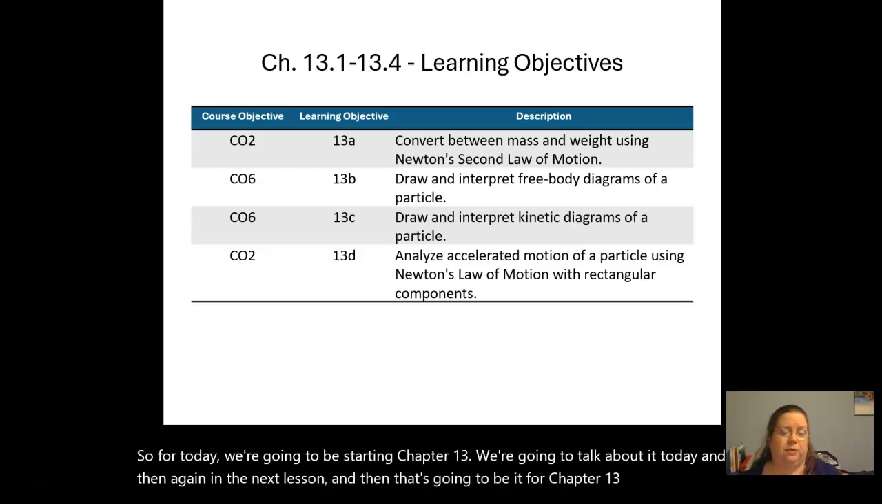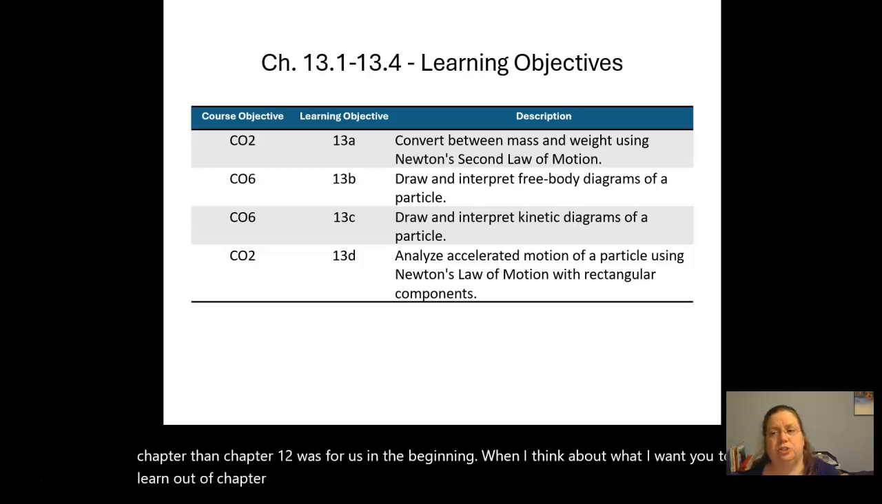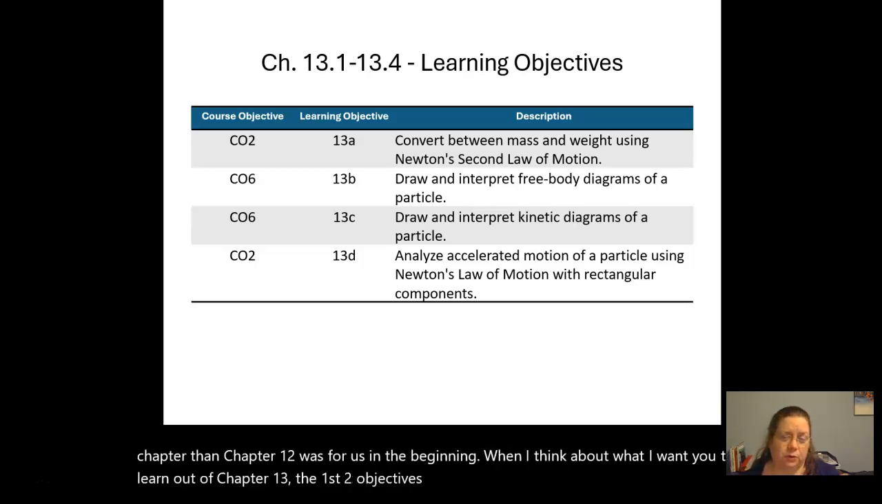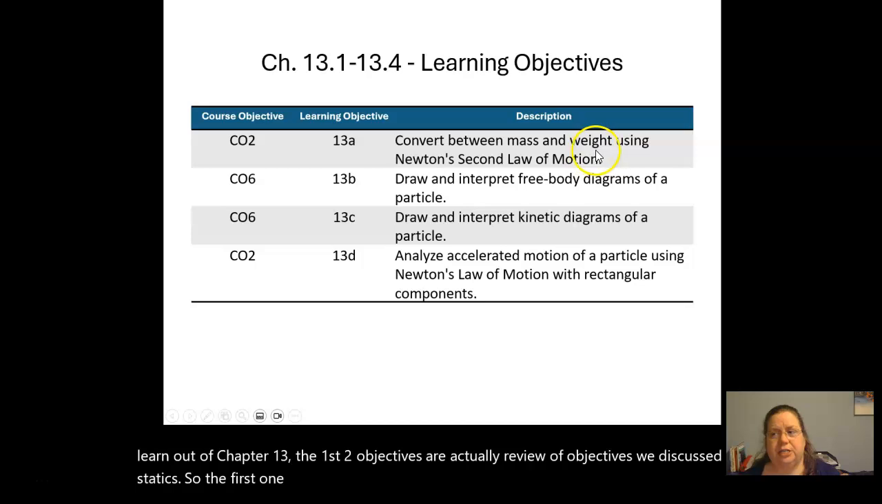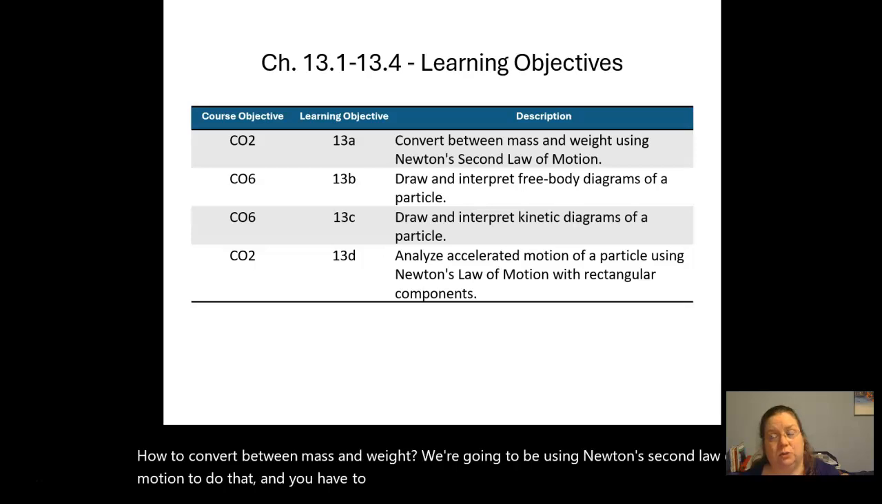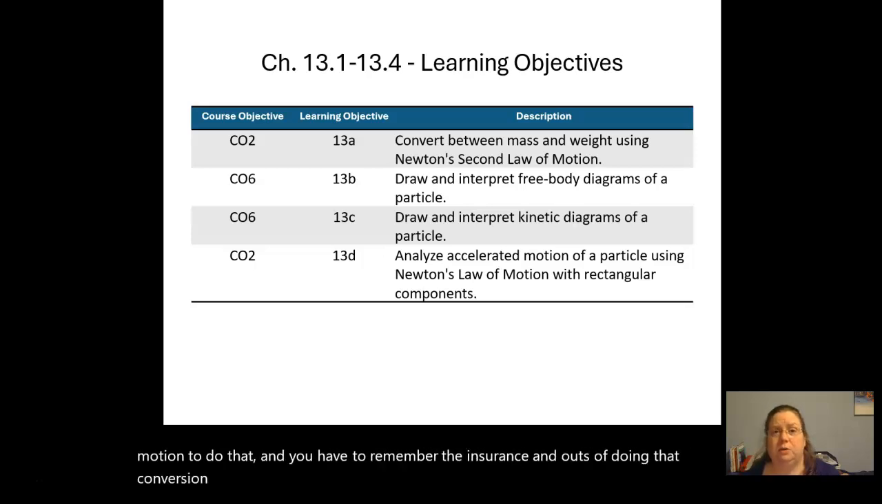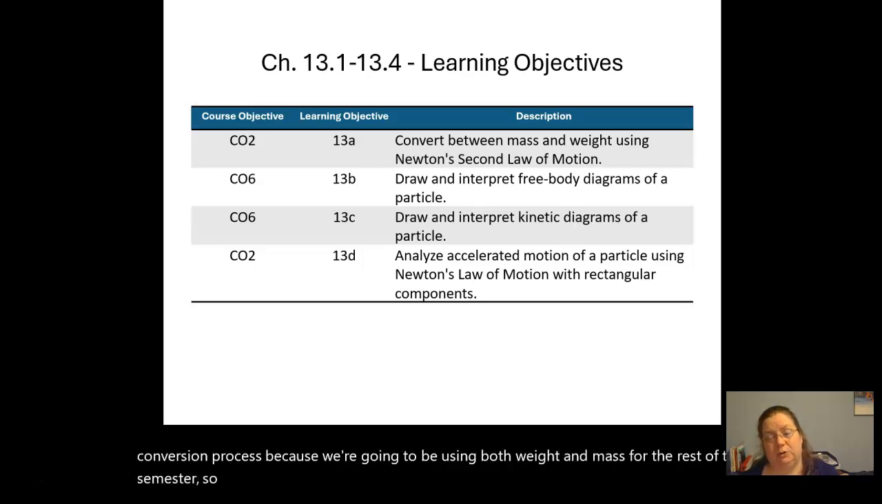It's a much shorter chapter than chapter 12 was for us in the beginning. When I think about what I want you to learn out of chapter 13, the first 2 objectives are actually review of objectives we discussed in statics. So the first one is making sure that we understand how to convert between mass and weight. We're going to be using Newton's second law of motion to do that. And you have to remember the ins and outs of doing that conversion process because we're going to be using both weight and mass for the rest of the semester. So being able to easily convert between the two is a really essential skill for dynamics.